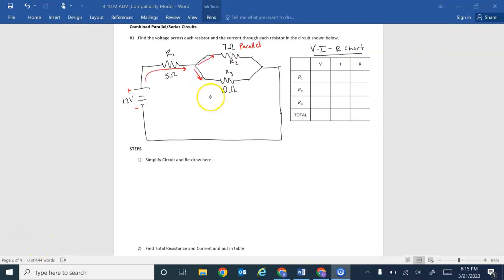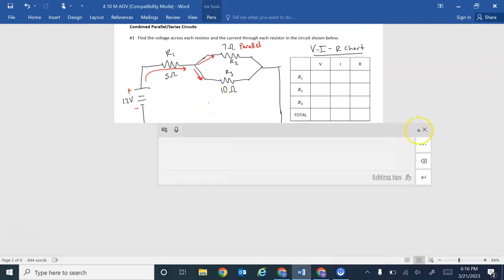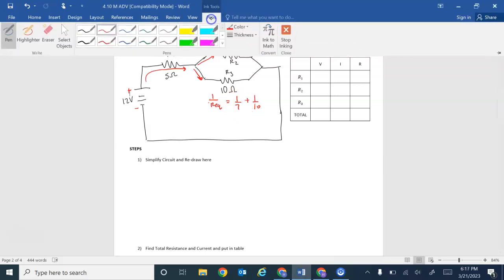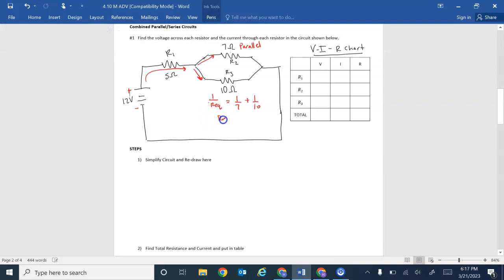For the parallel part, we know that 1 over R equivalent is going to be 1 over 7 plus 1 over 10. When I do the math and simplify this completely, I get R equivalent to be 4.12 ohms. So we're redrawing the circuit as a series circuit.